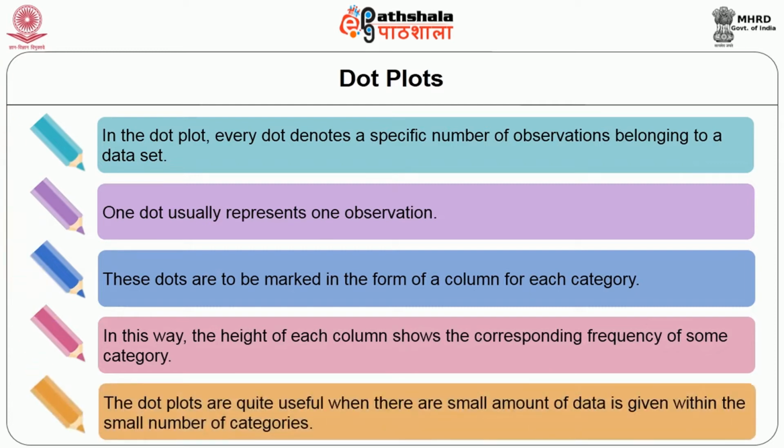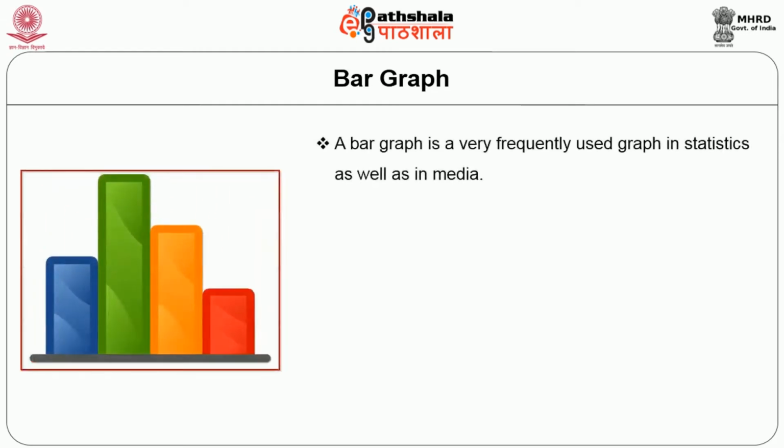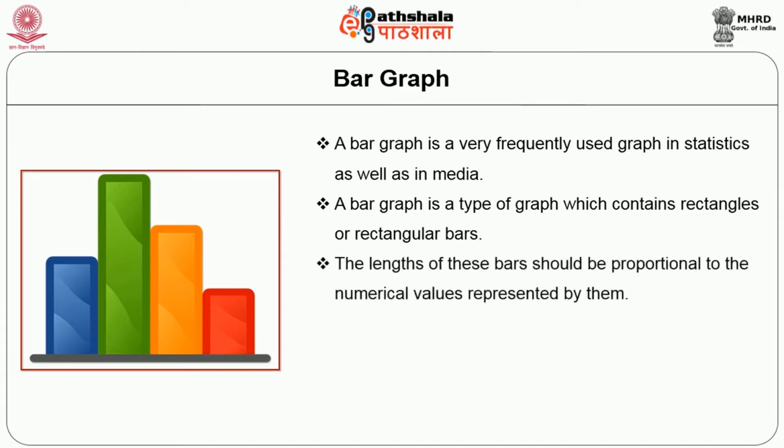The dot plots are quite useful when a small amount of data is given within a small number of categories. Next comes the bar graph. A bar graph is a very useful, frequently used graph in statistics as well as in media. A bar graph is a type of graph which contains rectangles or rectangular bars. The length of these bars should be proportional to the numerical values represented by them.